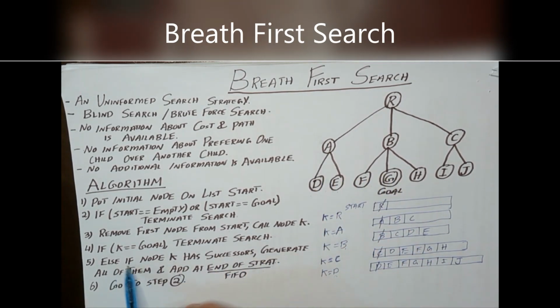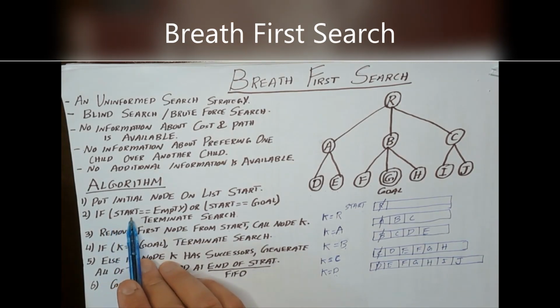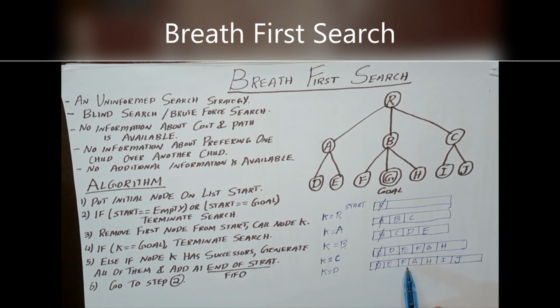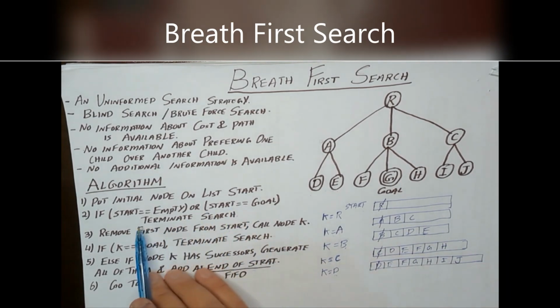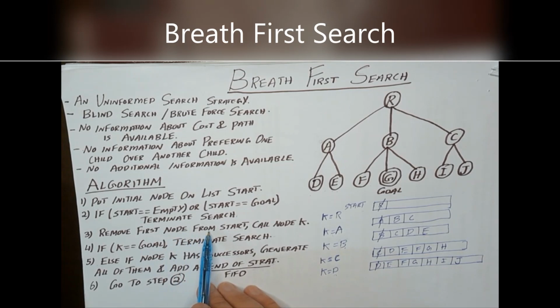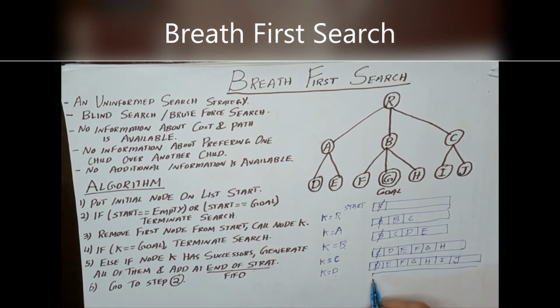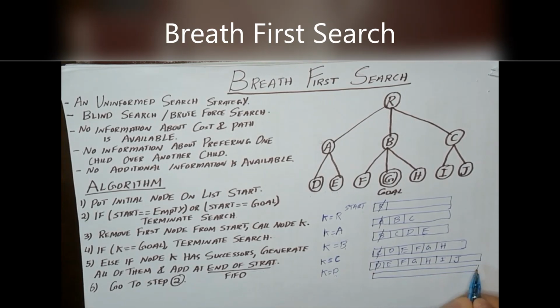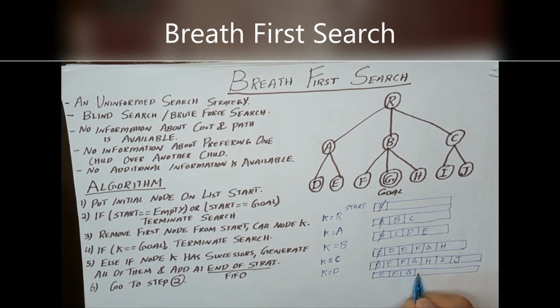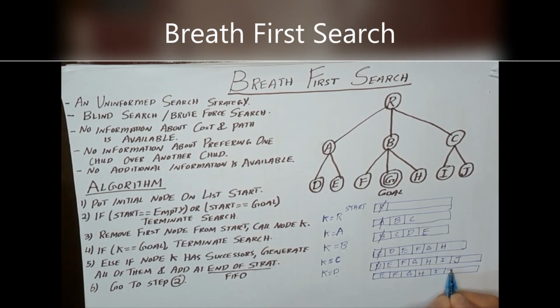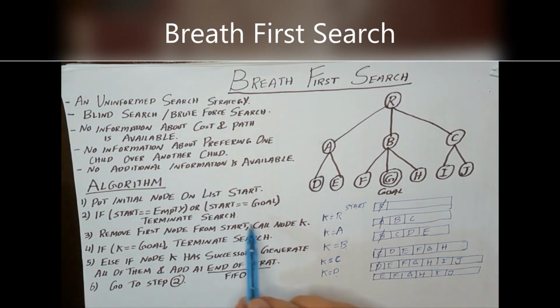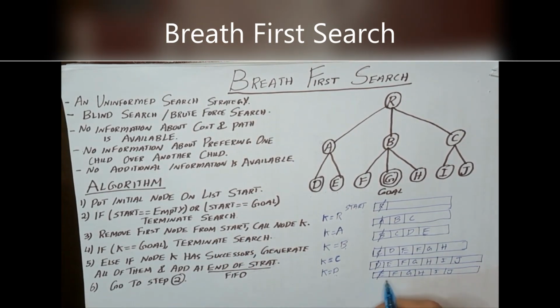So we will skip this fifth one and move on to the sixth one, from where we will again move back to 2. We will see if start is empty, no, start is not empty, and start is also not goal, so move to the third one. Remove the first node from start. So after removing this we had the list with nodes E, F, G, H, I, J. Now it says again to remove the first node from the list, which was E, and assign it again to K.